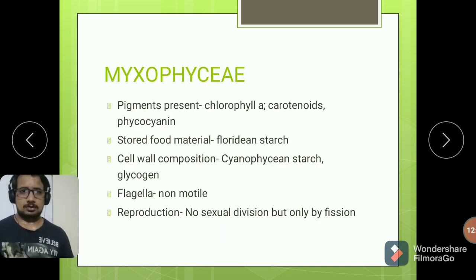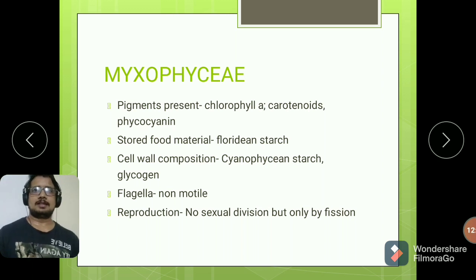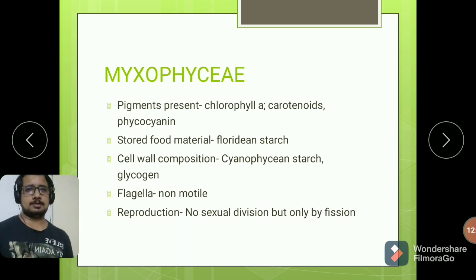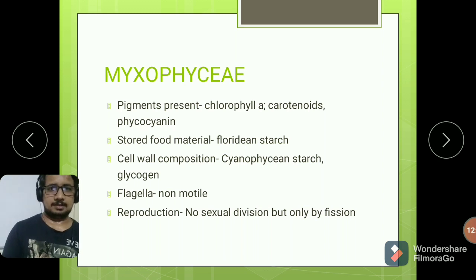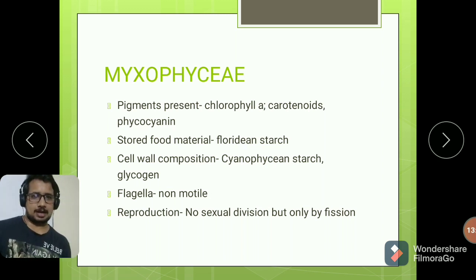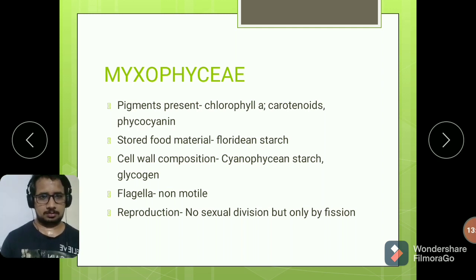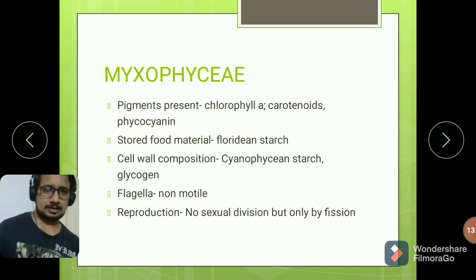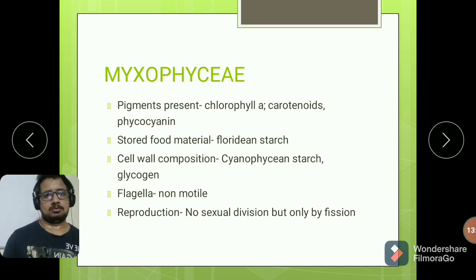And the last class is called Myxophyceae. It is also called Cyanophyceae or blue-green algae in simple terms. The pigments present in them are chlorophyll A, carotenoids, and phycocyanin. The stored food material is in the form of cyanophycean starch, which is a modification of a regular starch molecule, and glycogen. Then the flagella are absent. The cyanophycean members are mostly non-motile. No sexual reproduction is found here or reported from this class, while the mode of reproduction or division is only by fission.